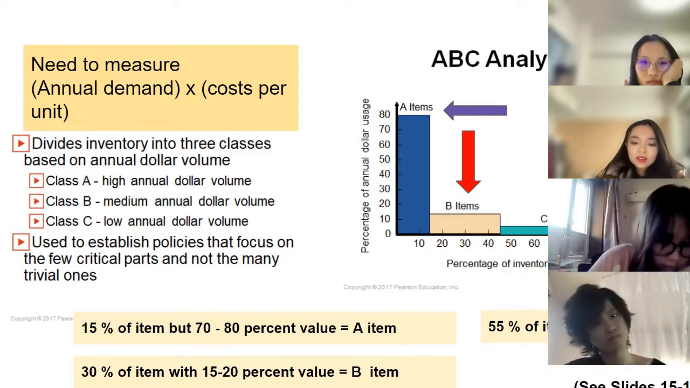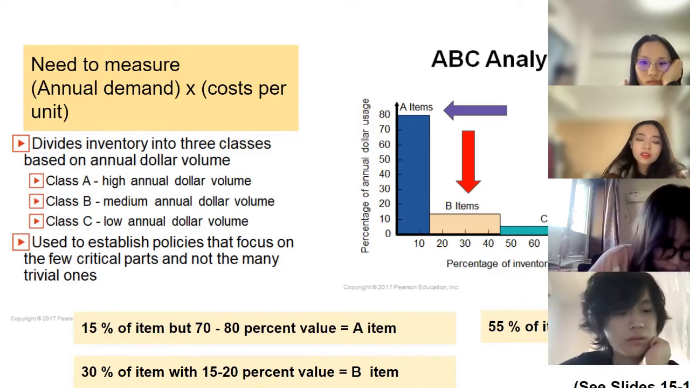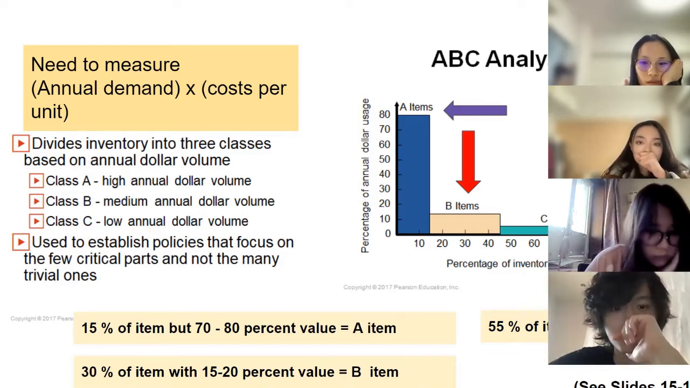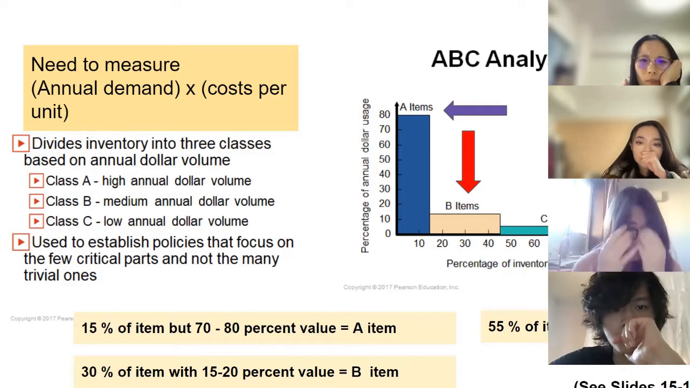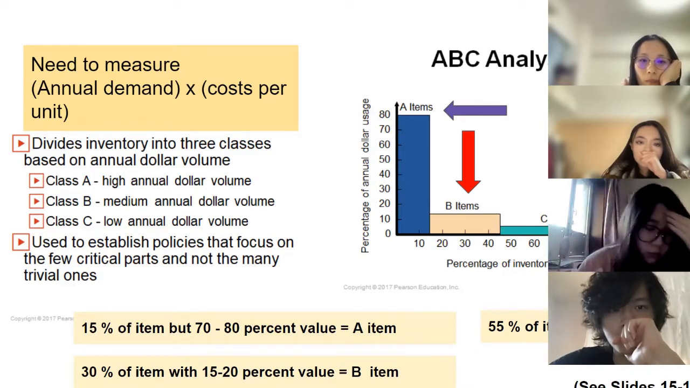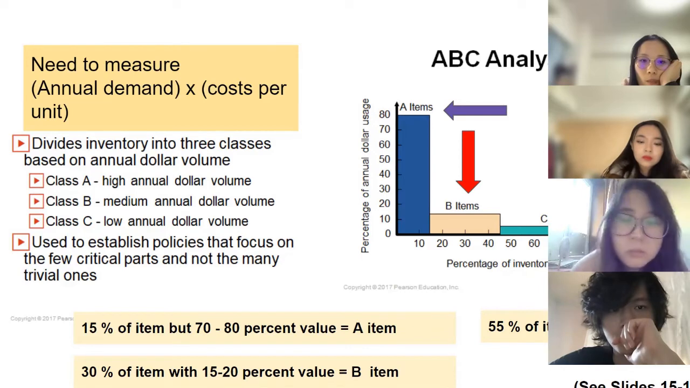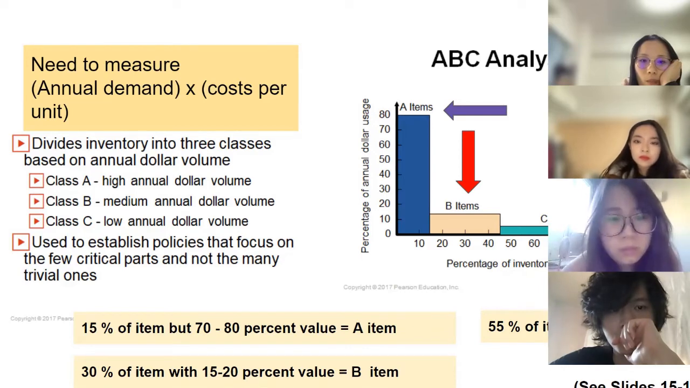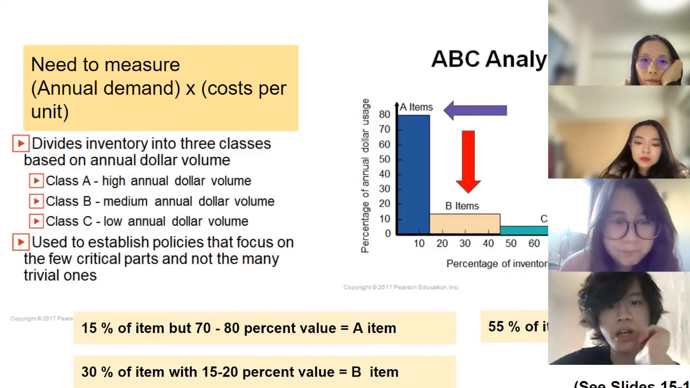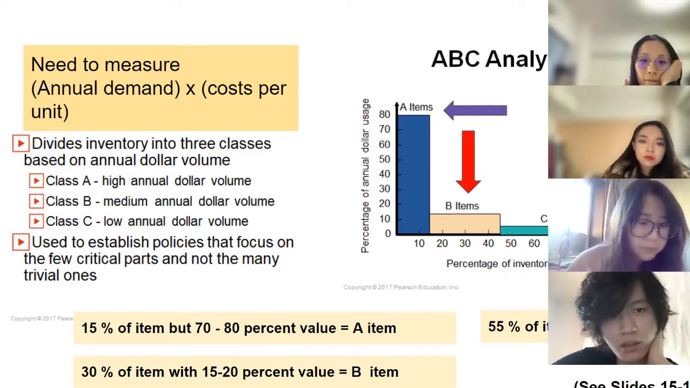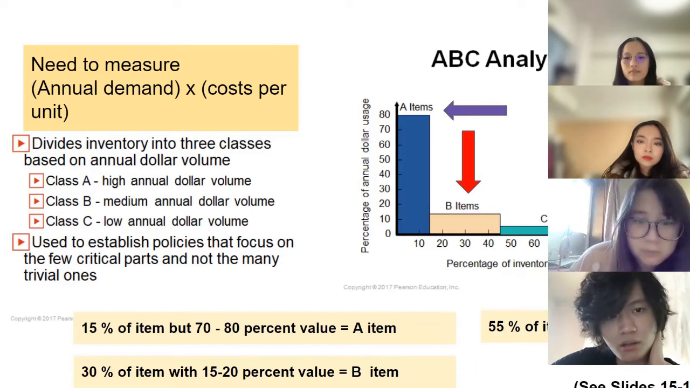Now, A item, frequency of counting, for example. Do you want A item to be more frequently counted than B and C items, or you want C item to be more frequently counted or monitored? I think A, maybe. Anyone else?